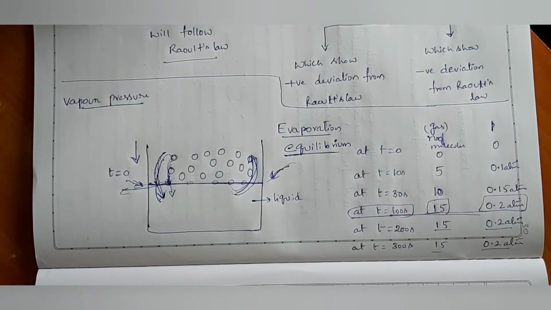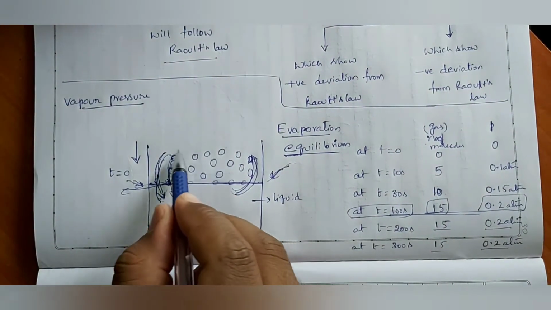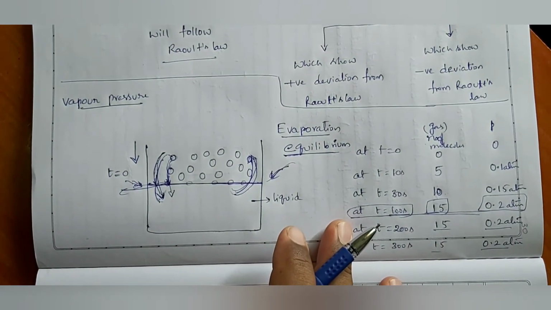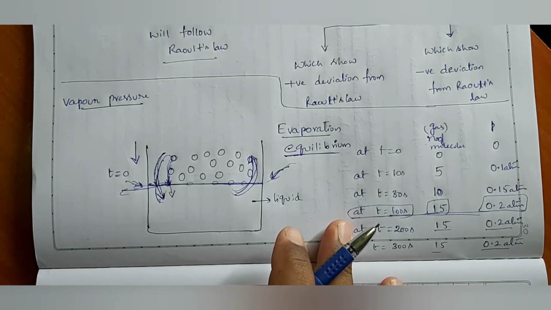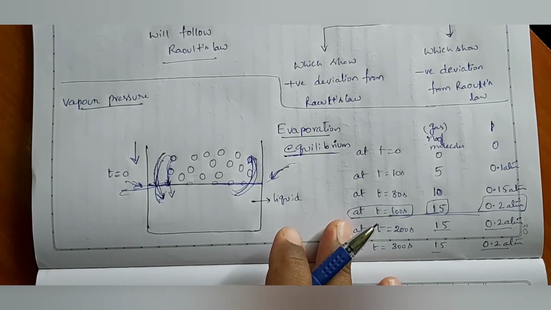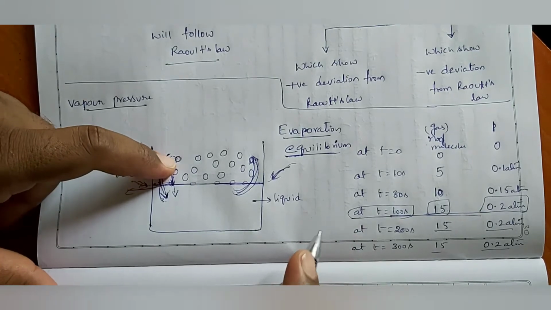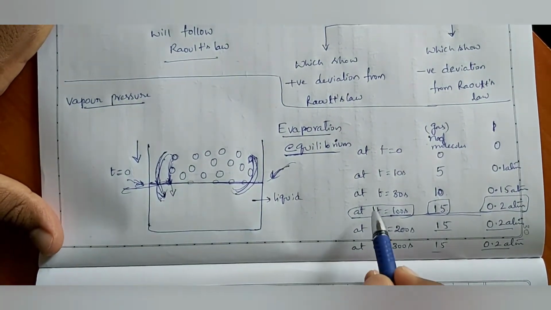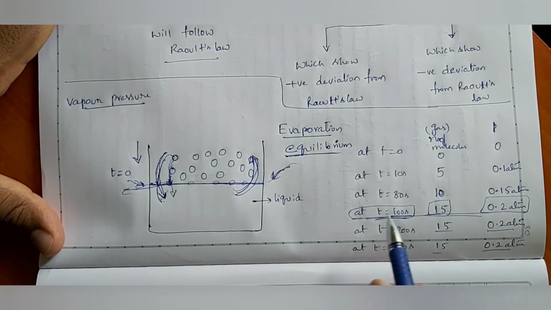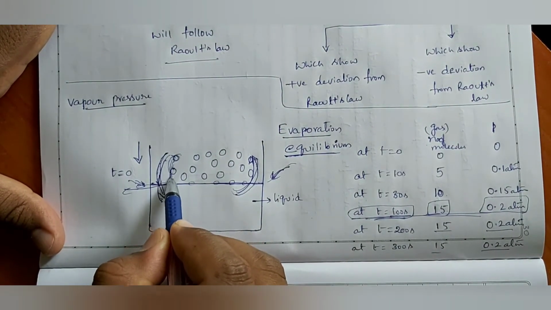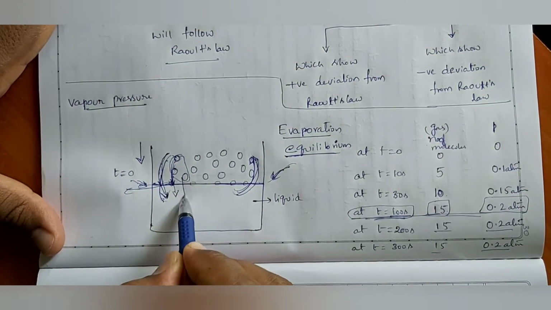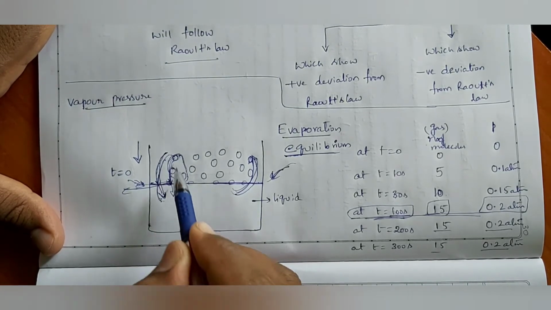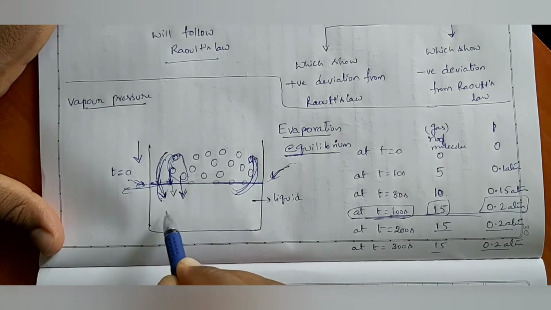Now see, condition. Suppose 15 molecules are present in the gaseous state. Out of these 15 molecules, at this 100 seconds time, 3 molecules lose the energy and convert to the liquid state.